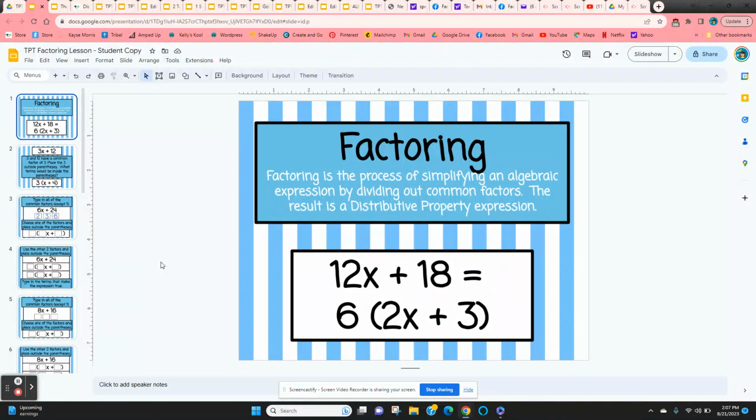Factoring, this is a digital lesson. So factoring is the process of simplifying an algebraic expression by dividing out common factors. The result is going to be a distributive property expression.